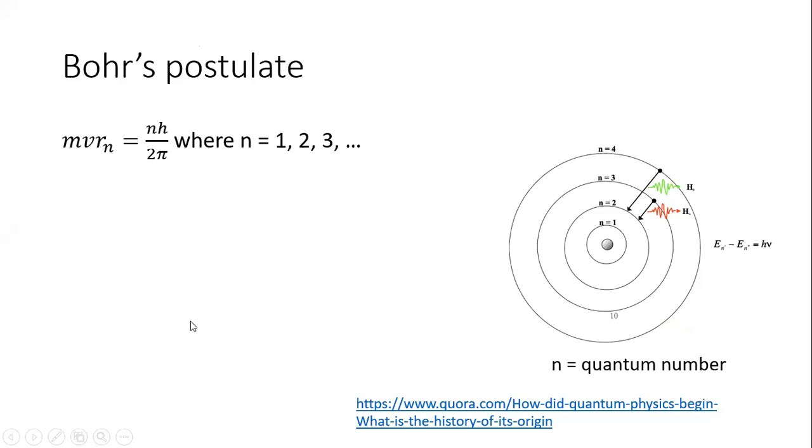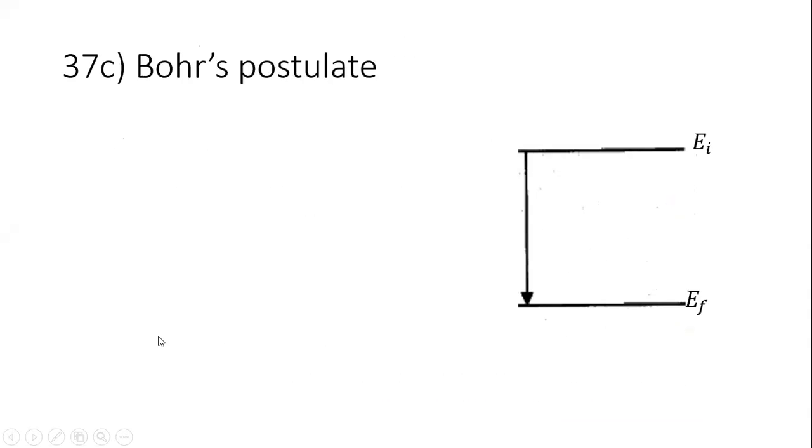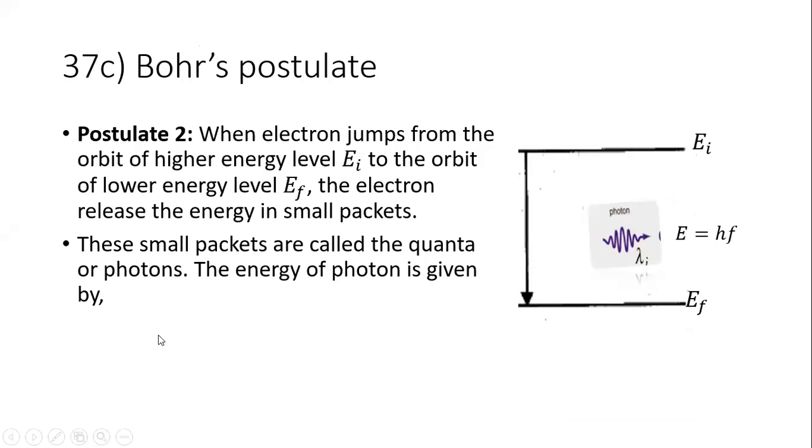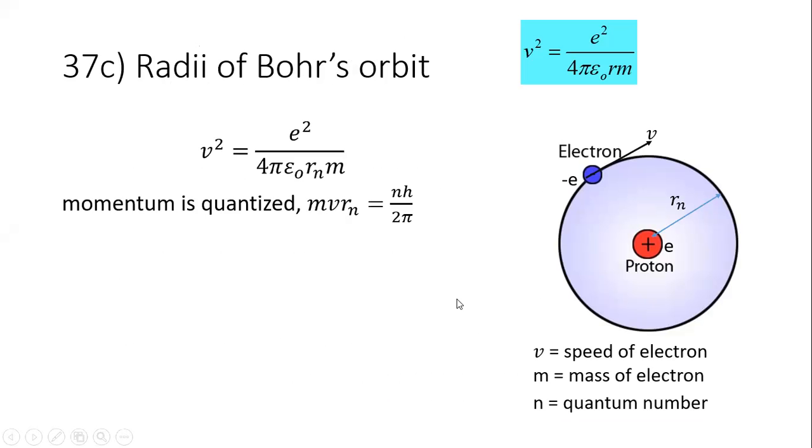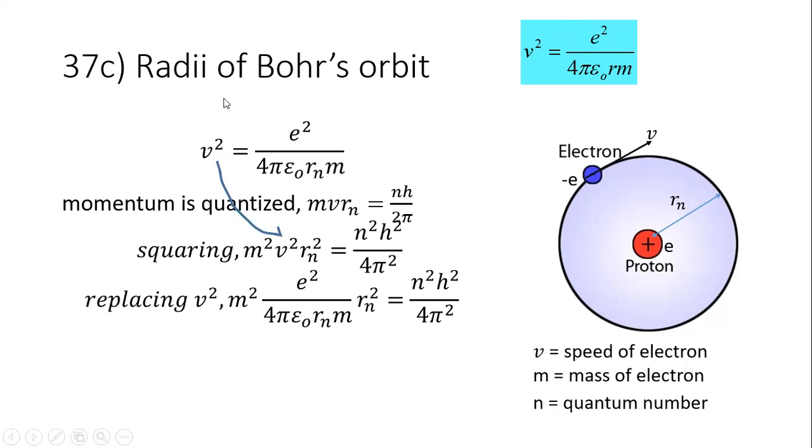The second one says that when you go from a higher to a lower energy level, electromagnetic radiation is given out. So that's the equation we derive. There's a quantization of momentum, so we square that. Then we replace that v squared into here and cancel all similar factors. Then we get rn equals that.